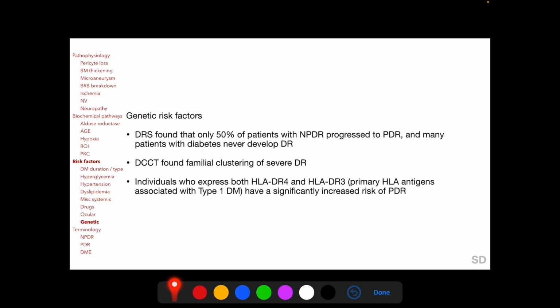That genetics play a role in the development of diabetic retinopathy in patients with diabetes mellitus was suggested by the finding of the Diabetic Retinopathy Study that only 50% of patients with non-proliferative diabetic retinopathy progress to proliferative diabetic retinopathy, and many patients with diabetes mellitus never develop diabetic retinopathy. The DCCT also found familial clustering of severe diabetic retinopathy. It has also been found that individuals who express both HLA-DR4 and HLA-DR3, the primary HLA antigens associated with type 1 diabetes mellitus, have a significantly increased risk of proliferative diabetic retinopathy.